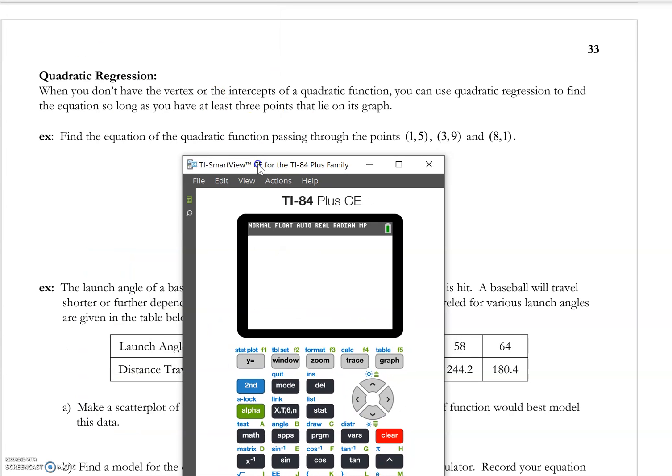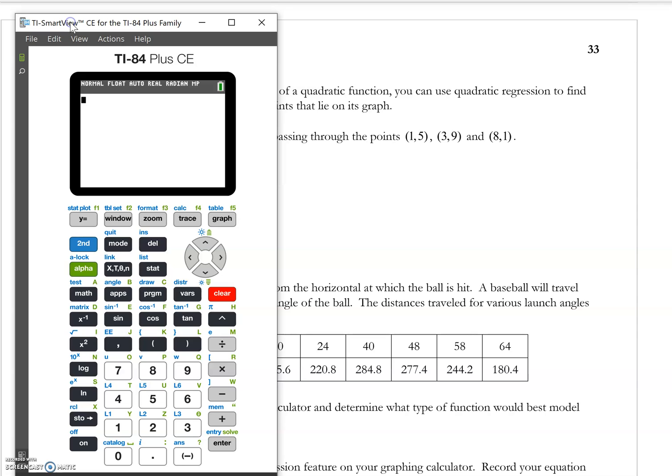So our first example says, find the equation of a quadratic function passing through the points (1, 5), (3, 9), and (8, 1). So we're just going to refresh how to type these data points into our calculator. We did this in our first chapter using a linear regression. Now we're just doing a quadratic regression. So I'm going to hit my stat button still. I'm going to hit enter for edit.